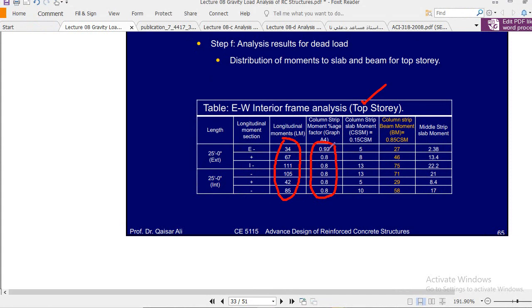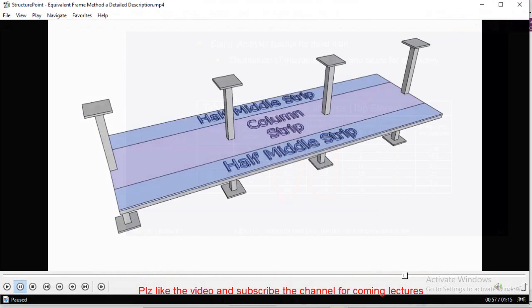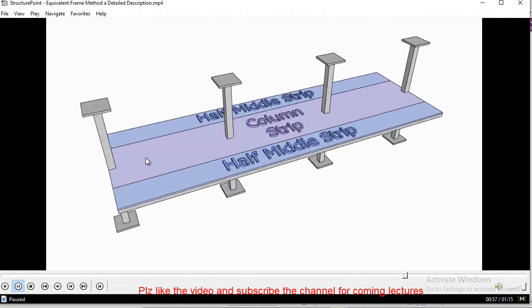Okay, this 93 means that of the total moment of 34, 93% of the moment will remain in the column strip. Remember, in this column strip 93% of the moment will be absorbed, 93% of 34, while the rest, 100 minus 93, gives you 7%. That 7% of the moment of the 34 will go to the middle strip.